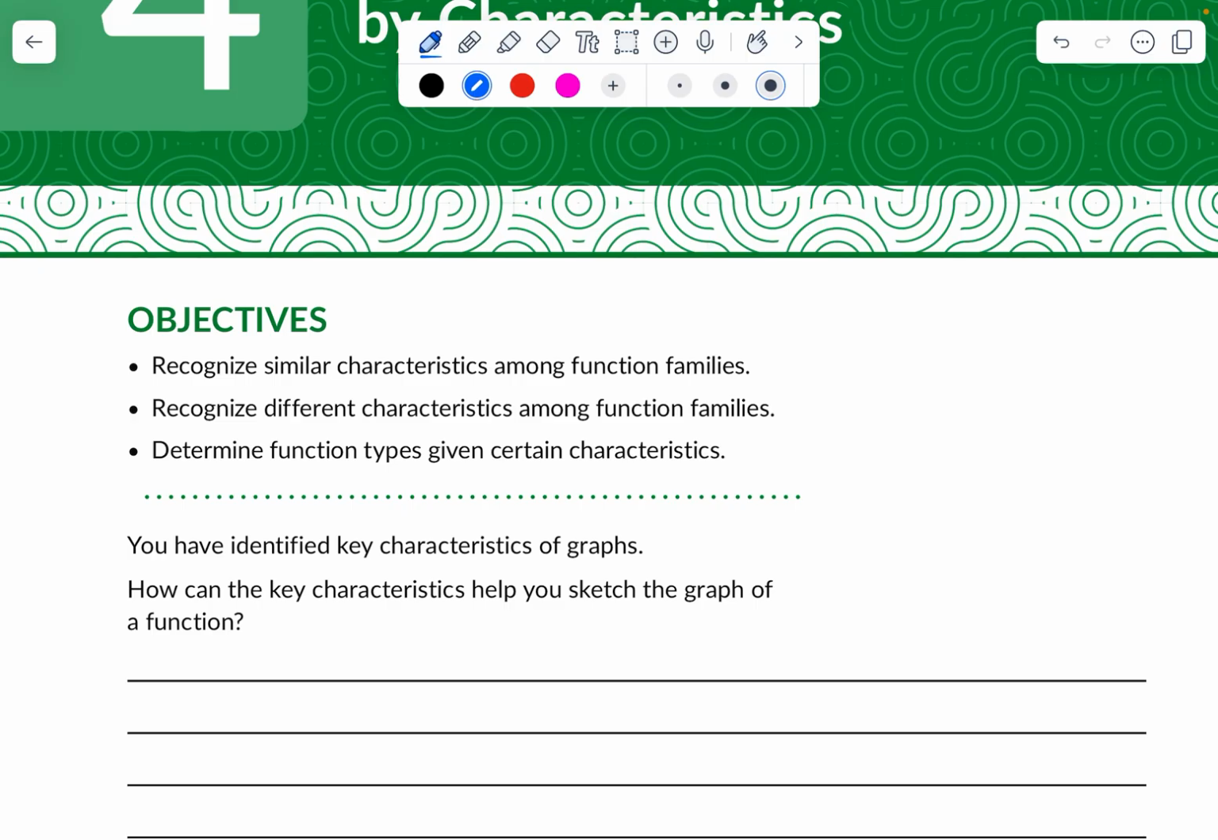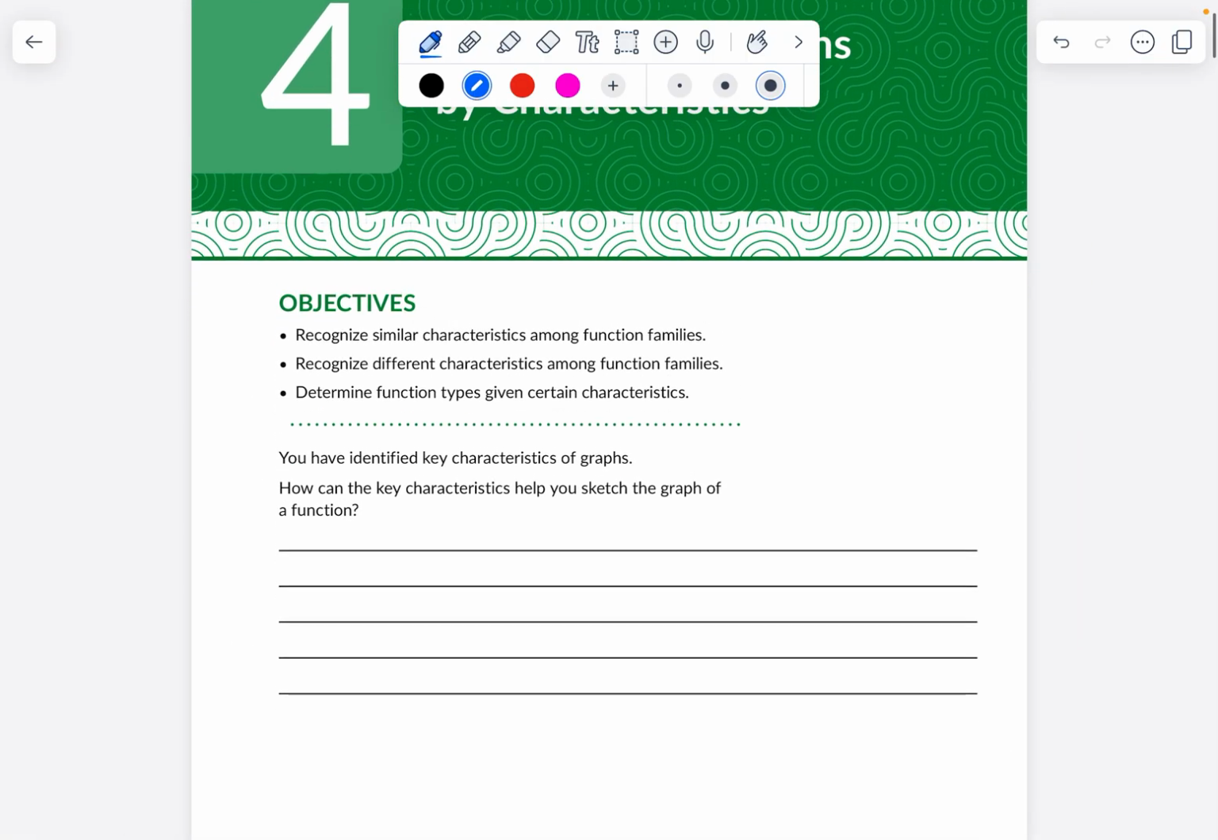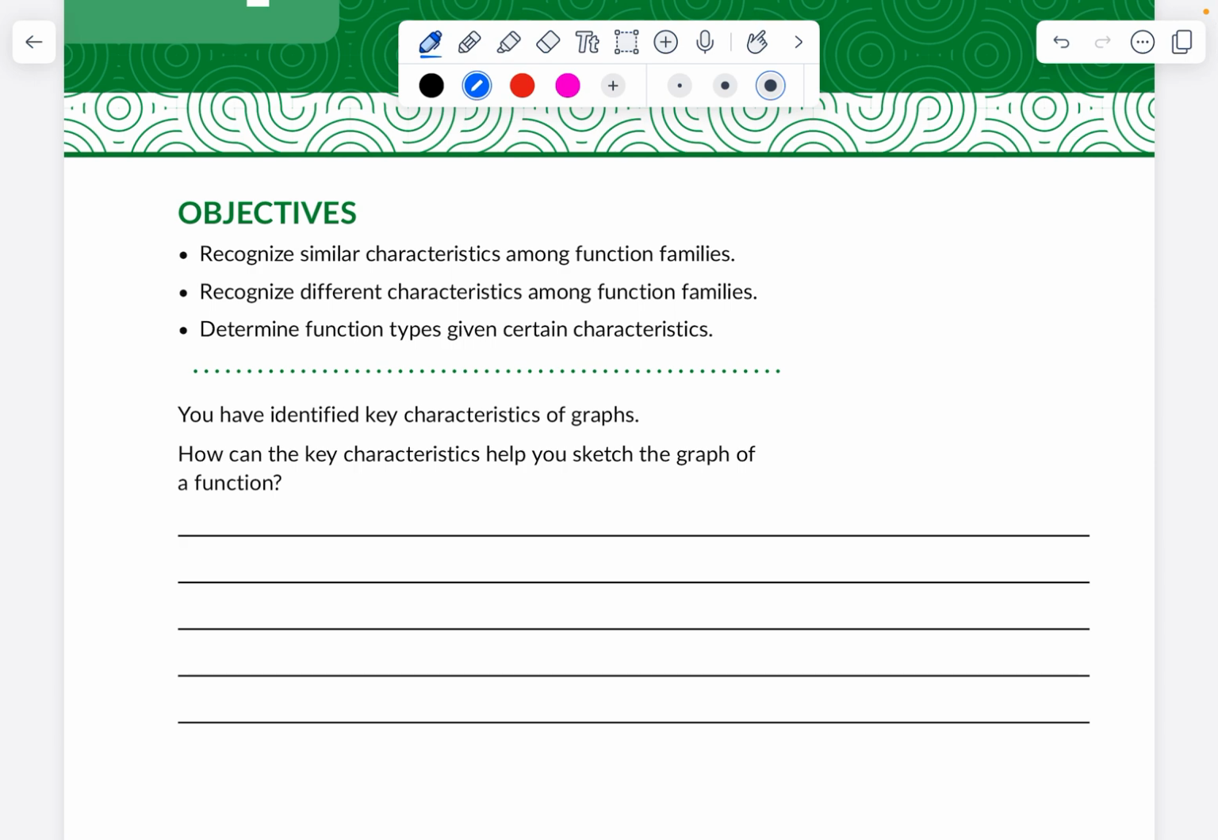We've already identified key characteristics of graphs. So how can key characteristics help you sketch the graph of a function? You can pause and discuss with your group. Okay. Key characteristics, when we know those, we know what linear looks like. We know that if they tell us it's continuous and it's constant, that we've got some kind of a linear function. And so we've got our straight line.